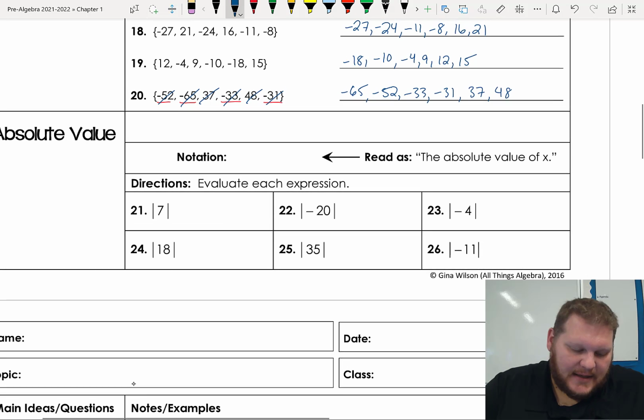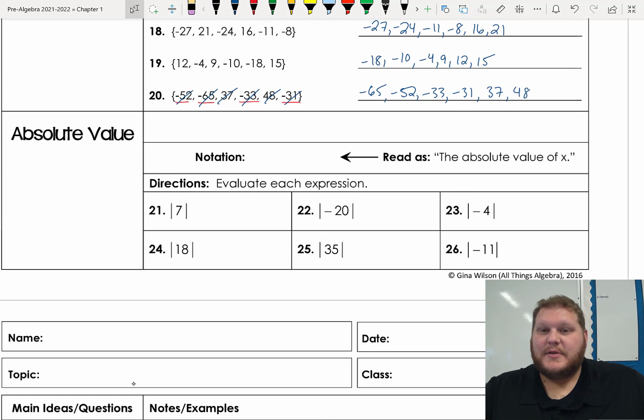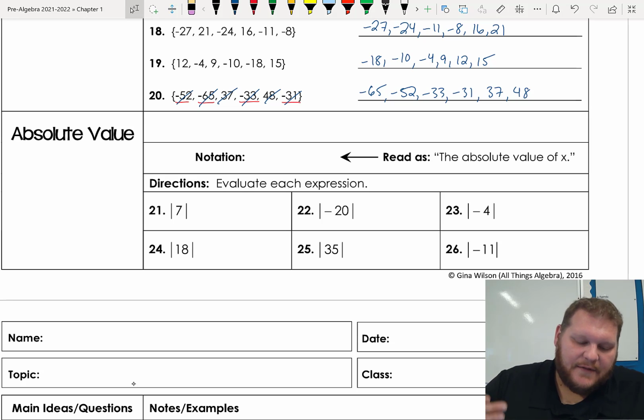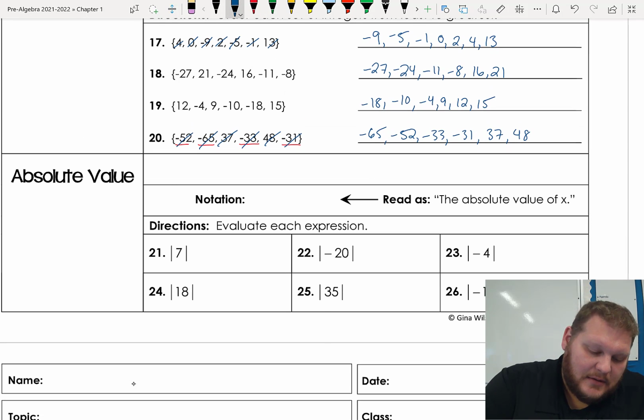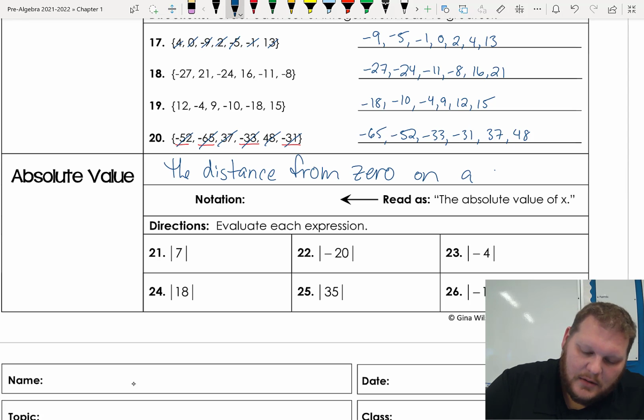All right, our next idea here is absolute value. Now, you've probably looked at absolute value and you have a basic understanding of it. Most people look at it and just say, oh, the absolute value just makes any of the numbers positive, which is true, but the definition of what an absolute value is, it is the distance from 0 on a number line.